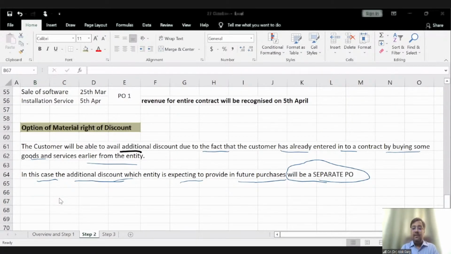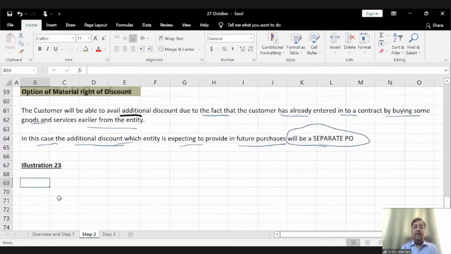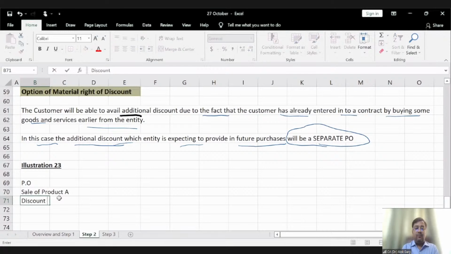So friends, in this case, there are two performance obligations. Illustration number 20. How many performance obligations are there in this case? In this case, there are two. Shall I write it as a PO? What is the performance obligation? Sale of product A and discount voucher. These are the two performance obligations. Okay. Clear?